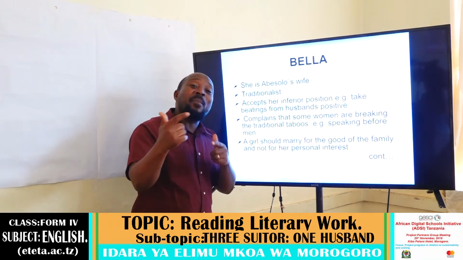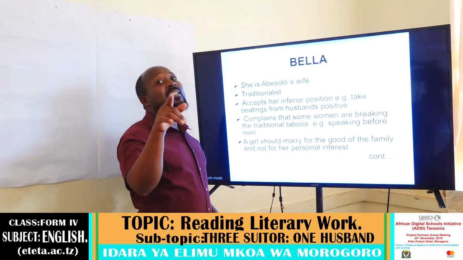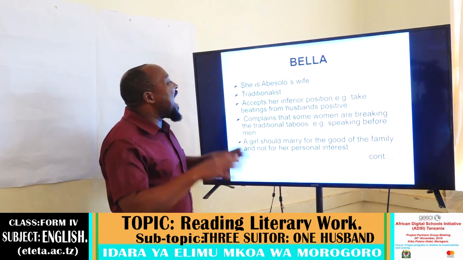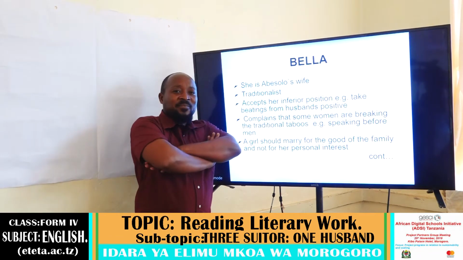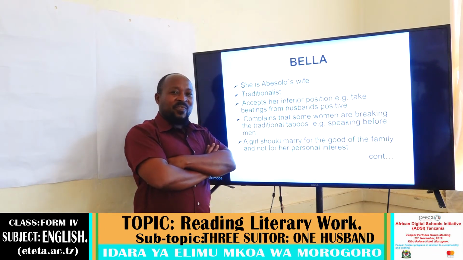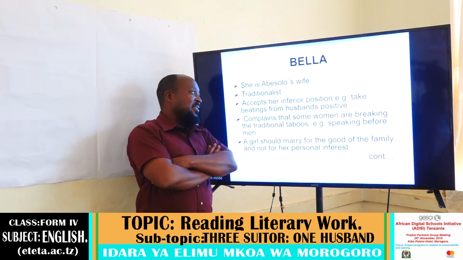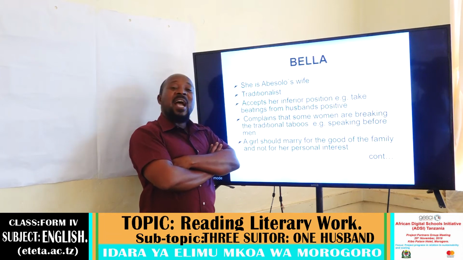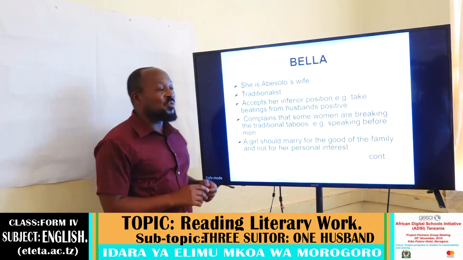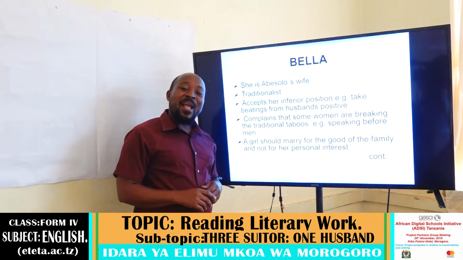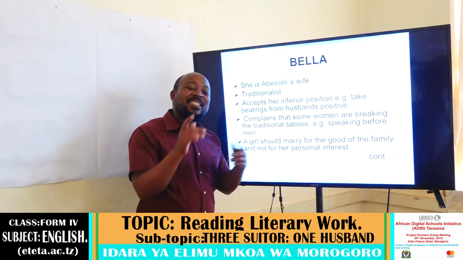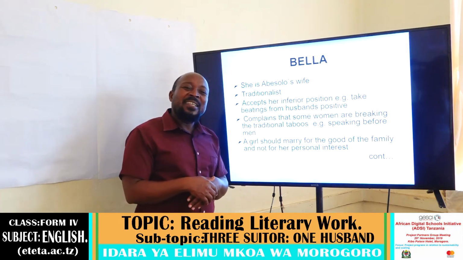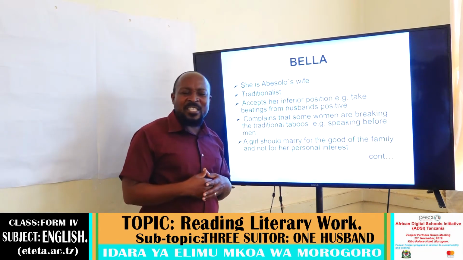She's Juliet's grandmother. As well, she's a traditionalist and accepts her inferior position as a woman in the society. That's what she believes. She believes that women should be inferior, and she complains that some women are breaking the traditions and taboos. And that's Bella. Bella is against the idea of Juliet speaking in front of the father, against her trying to argue with the father. She's very disappointed in Juliet because of that.